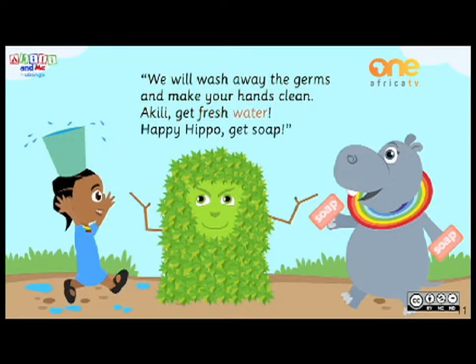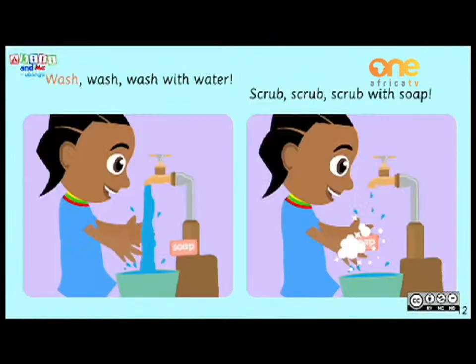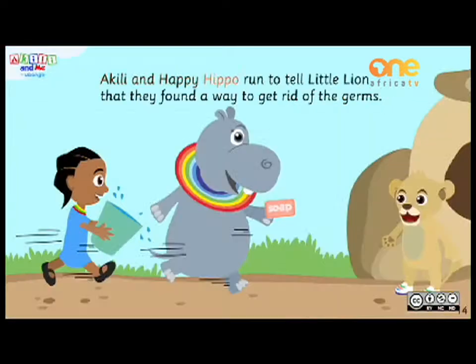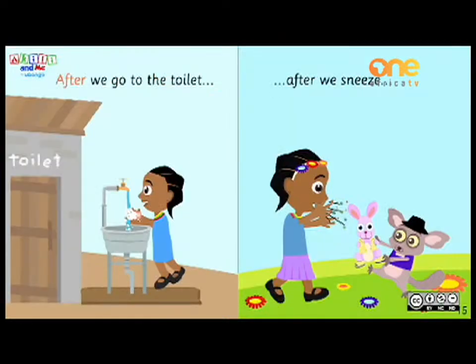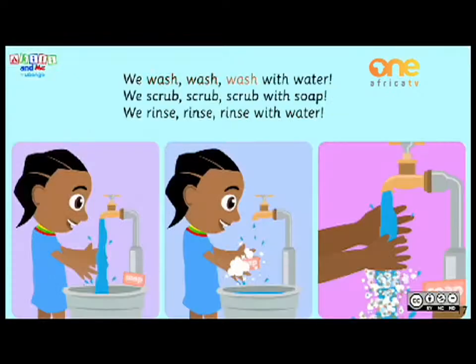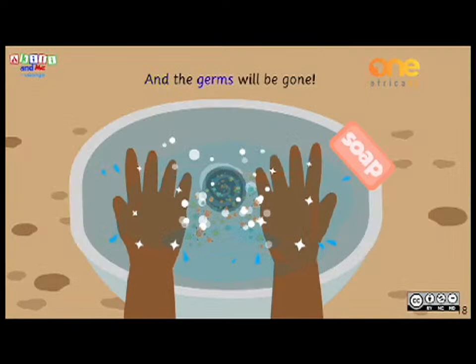Achille, get fresh water. Happy Hippo, get soap. Wash, wash, wash with water. Scrub, scrub, scrub with soap. Rinse, rinse, rinse with water, and the germs will be gone. Achille and Happy Hippo run to tell Little Lion that they found a way to get rid of the germs. After we go to the toilet, after we sneeze, when we cook, and before we eat, we wash, wash, wash with water. We scrub, scrub, scrub with soap. We rinse, rinse, rinse with water. And the germs will be gone.